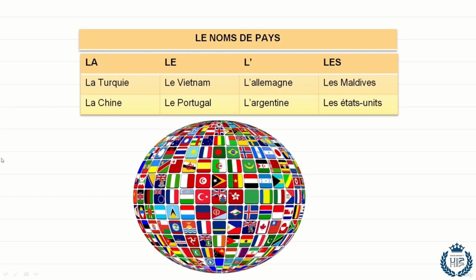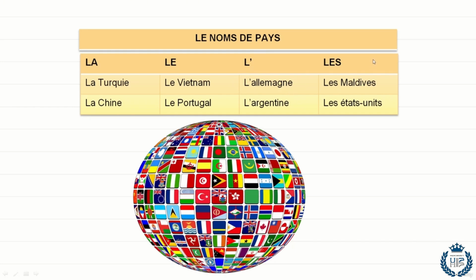So let's see the masculine nouns. Le Vietnam, le Portugal. So that means Vietnam and Portugal are both masculine forms. We have l'Allemagne, l'Argentine. So these are starting with vowels. That's why we use l'apostrophe.